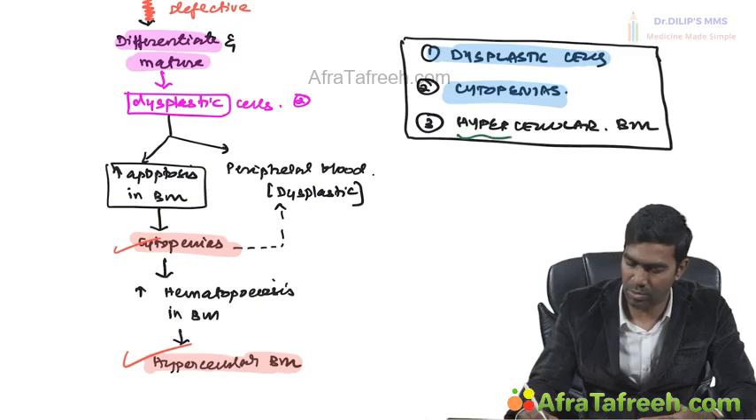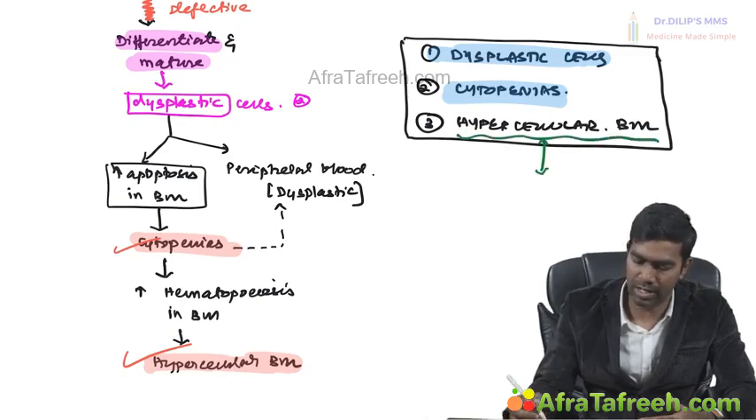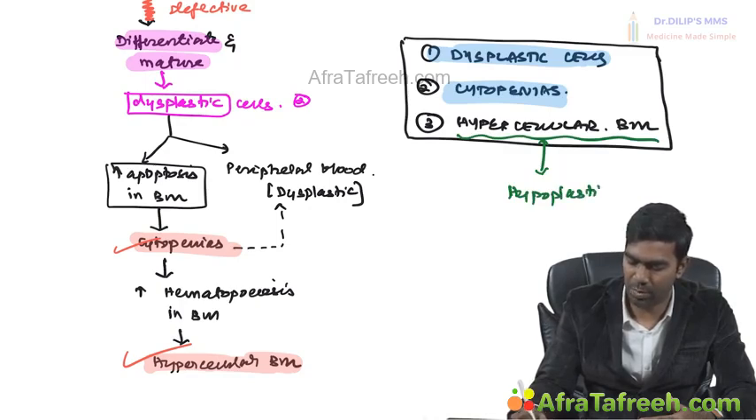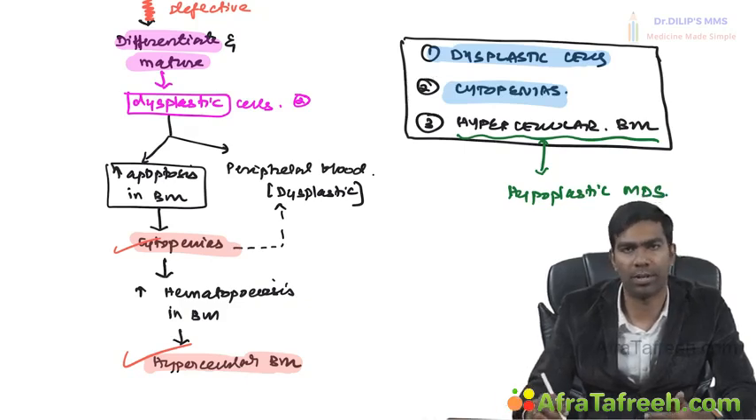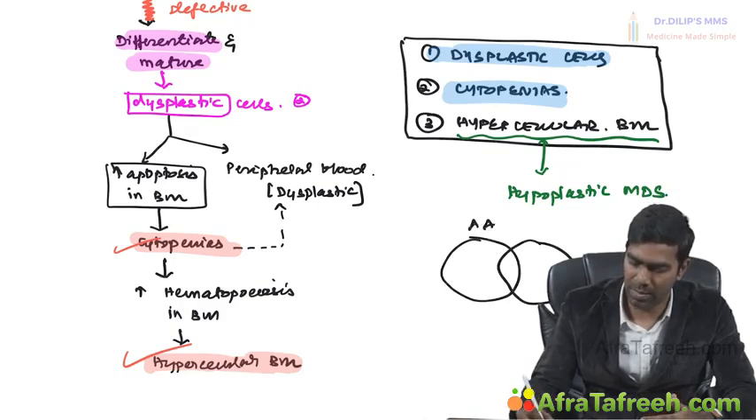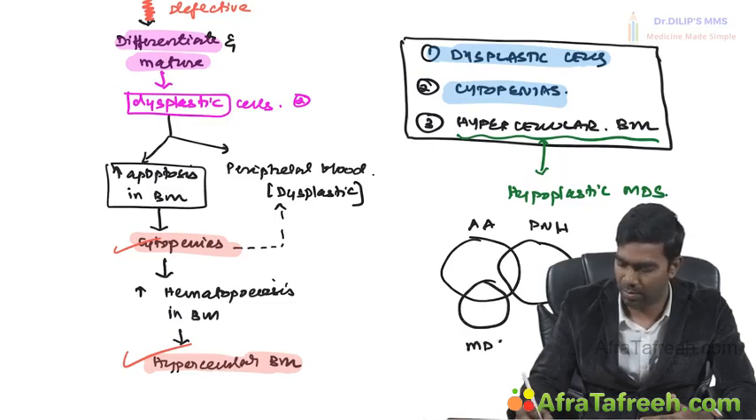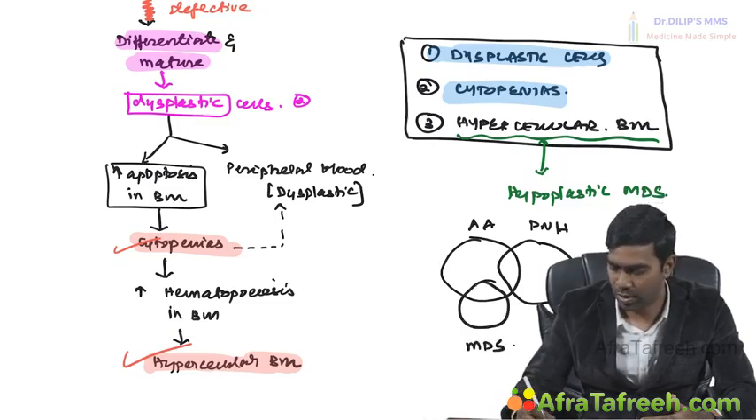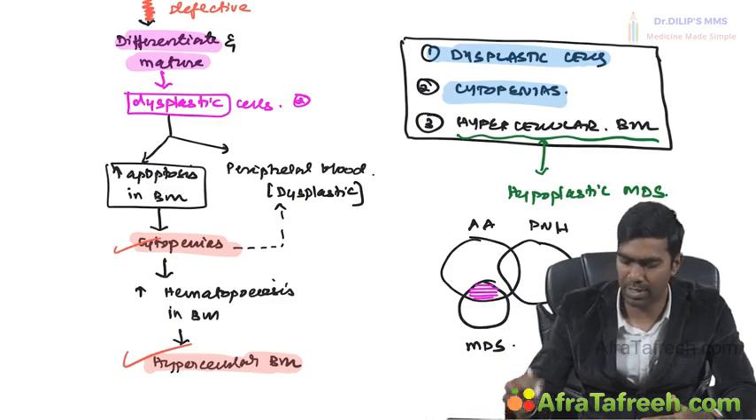Why am I telling you it's optional? Because there is an entity called hypoplastic MDS, which typically has an overlap with aplastic anemia. I already told you, you have aplastic anemia, PNH overlap. Similarly, you have a little bit of overlap with myelodysplastic syndrome also. So this area is where you call it hypoplastic MDS.